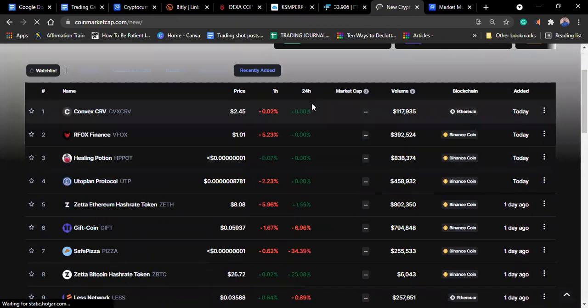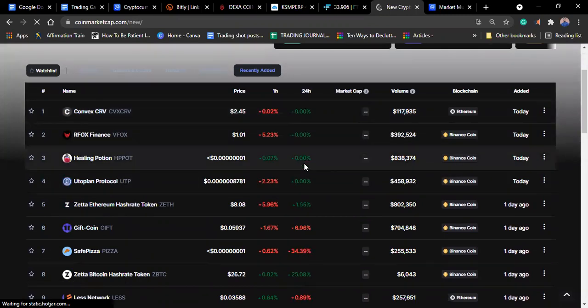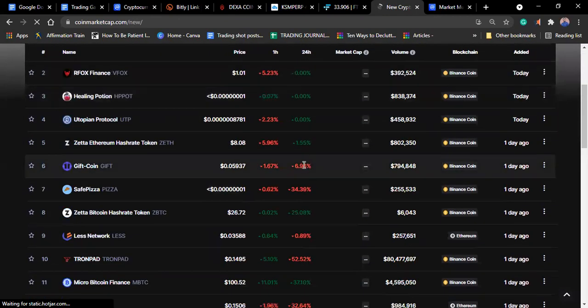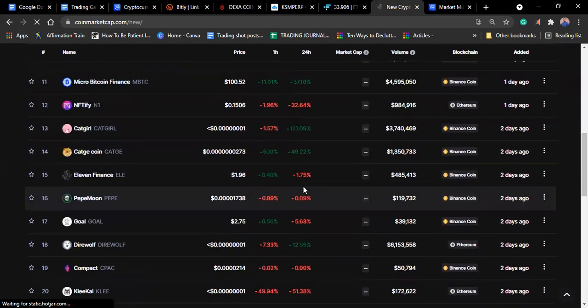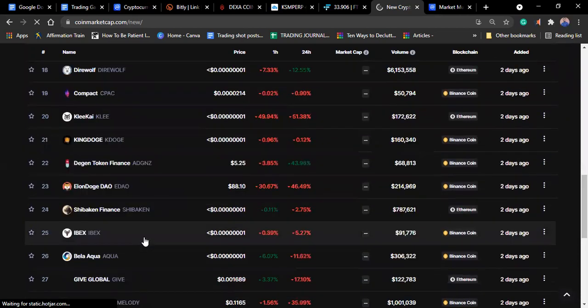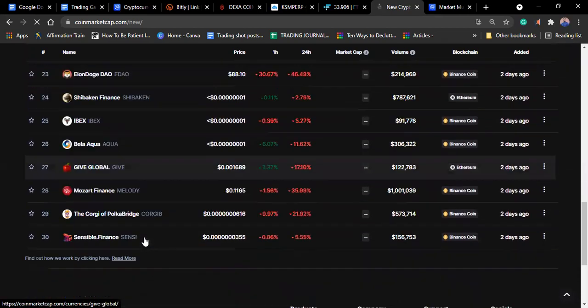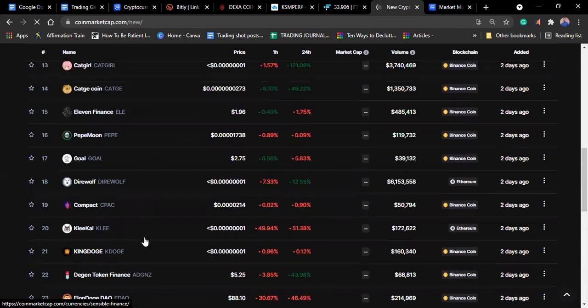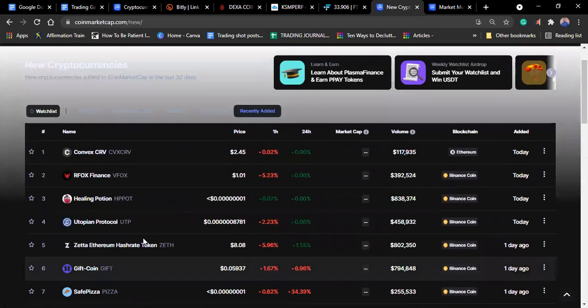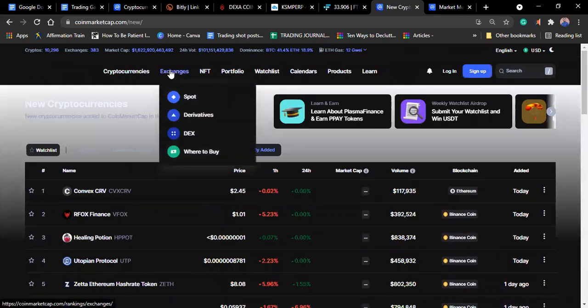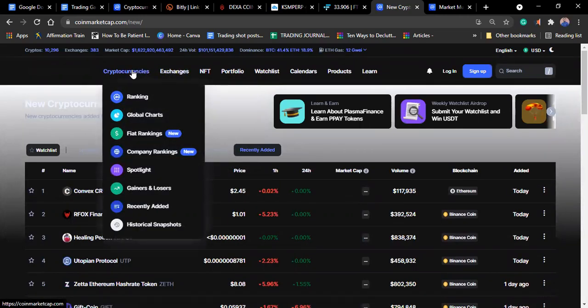Sometimes you see crazy figures here, these numbers just going up, meaning a lot of percentage movement for that day or for that week. So if any coin stands out, you note it, you write it down, and then you research it later. Then of course, you can also do historical snapshot.